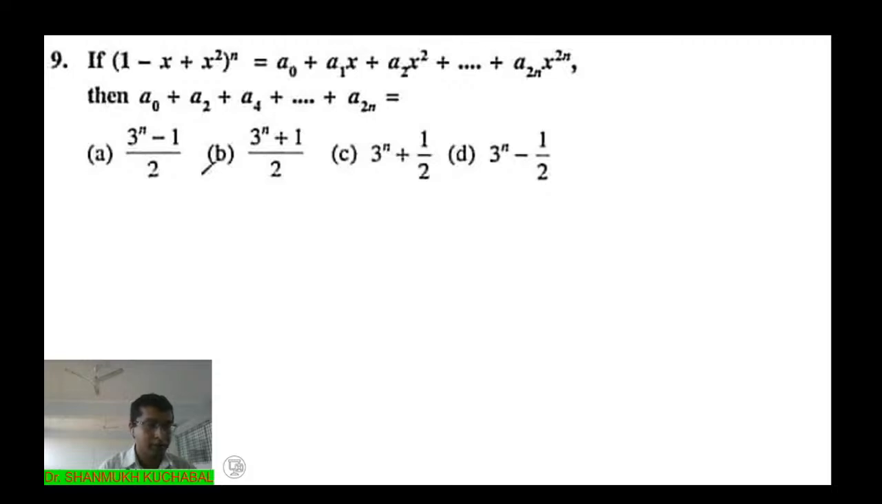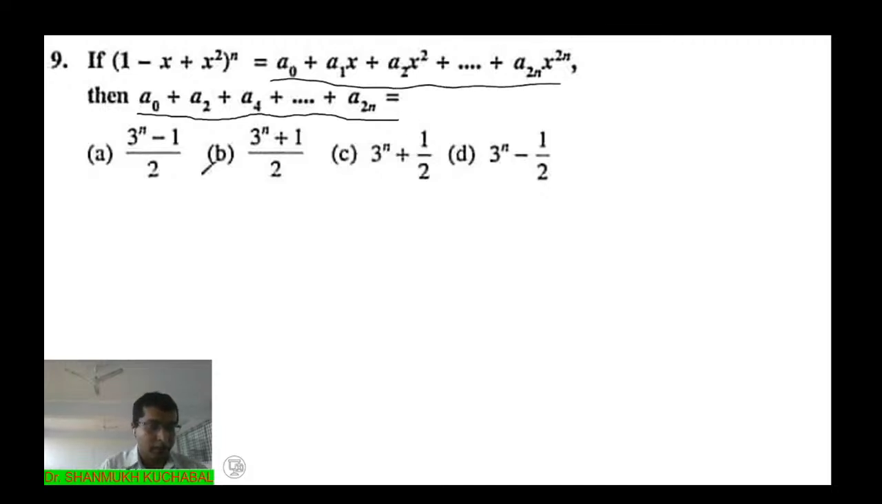Yes, next example. (1 − x + x²) raised to n equals a0 + a1x + a2x² + and so on, up to a2n x raised to 2n. Then we have to calculate the value of a0 + a2 + a4 + ... + a2n. That means we have to eliminate odd terms from this expression.